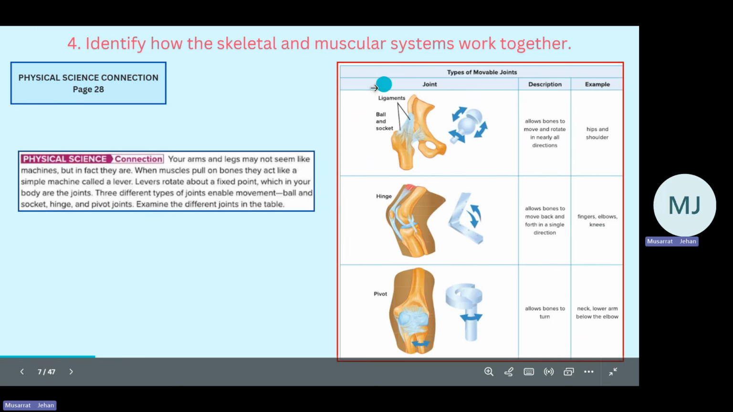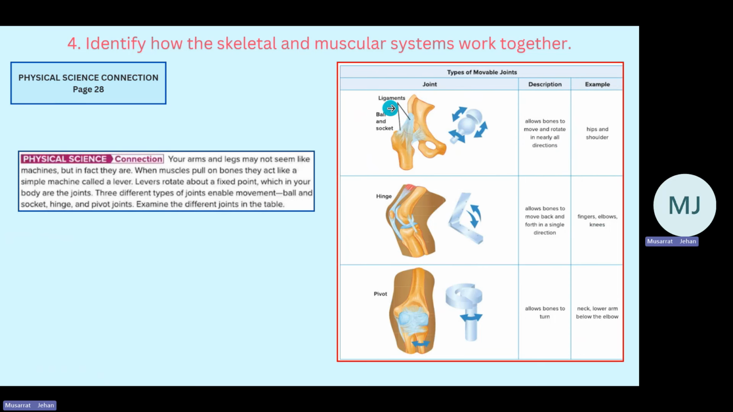Now here you can see another term which has been mentioned is ligament. Ligaments are connective tissue. They join 2 bones. So like here you can see this bone and this bone are joined by ligaments. This is a ligament which is joining. It keeps the bones in position. It can stretch and it can keep the bones in position.